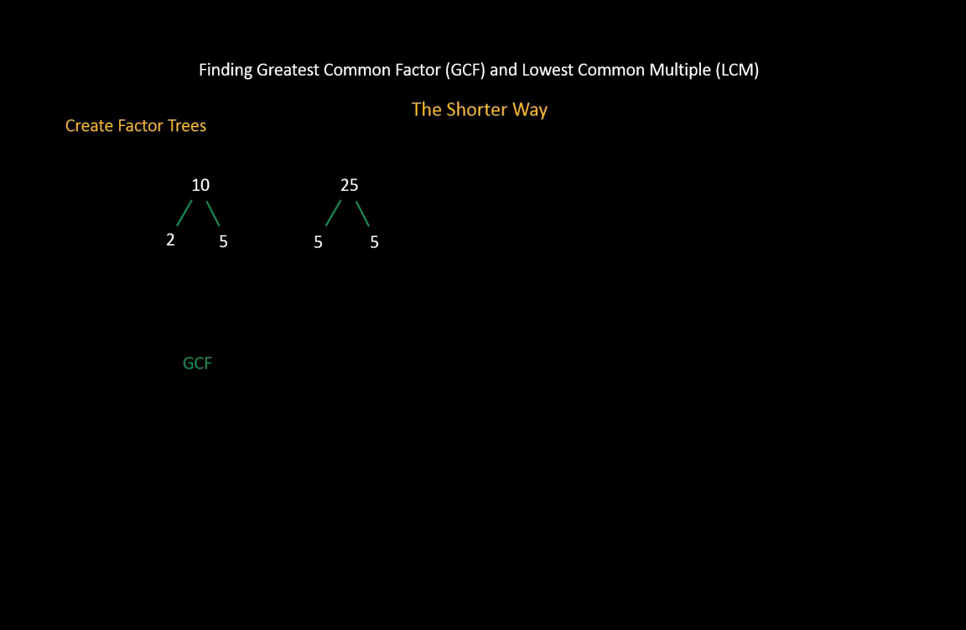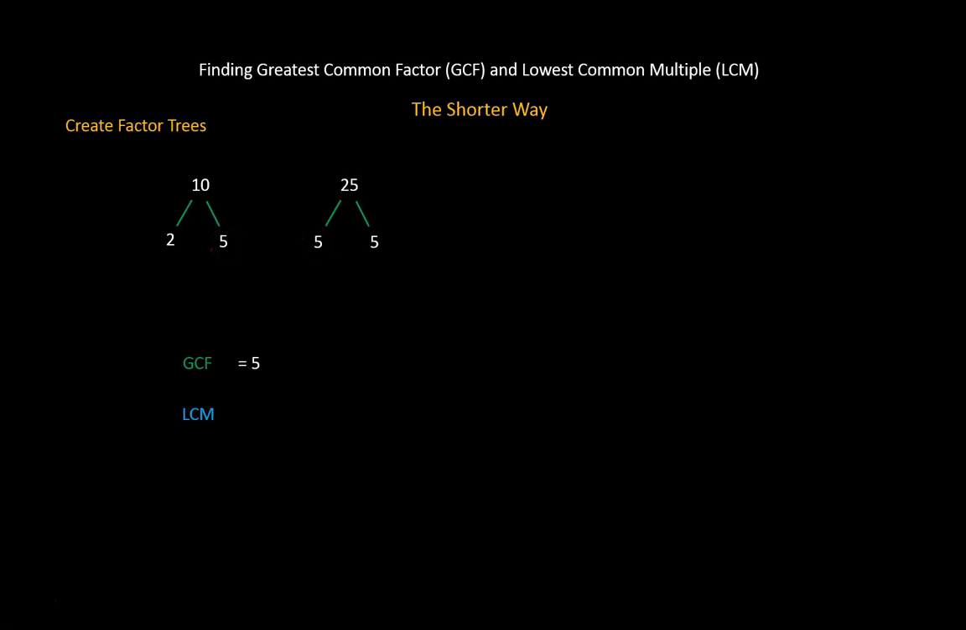We'll do the greatest common factor first. Now, notice that the number 5 is shared between the two numbers. There is no number common to 2 and the other 5, so 5 is the greatest common factor.